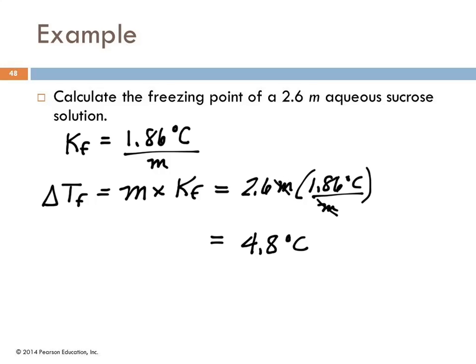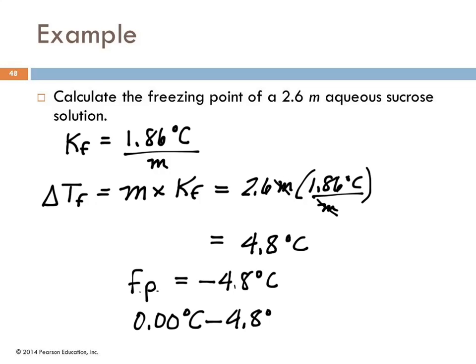This is the change in freezing point. Does the freezing point go up or down? It goes down. So the new freezing point is going to be minus 4.8 degrees Celsius, because the regular freezing point is 0 and we subtract the change. So we get minus 4.8. Everybody okay with that?